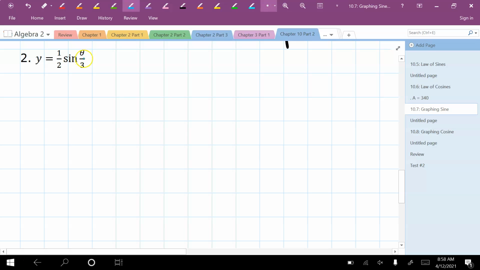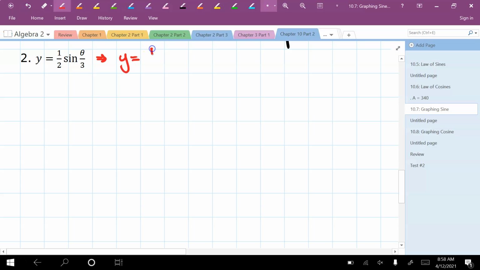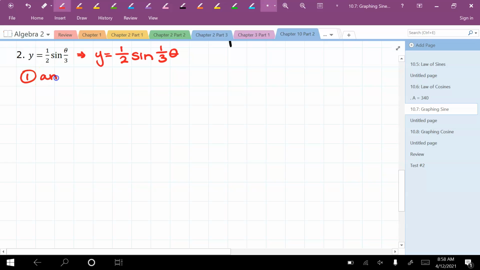Now, sine of theta over 3, if that's confusing to you, you can think of it like this: y equals 1/2 times the sine of 1/3 theta. Or you can replace theta with x, because it's just talking about the angle. All right, so let's do those couple of things again. Step 1 was our amplitude, so that's the absolute value of A. That's going to be the absolute value of 1/2, which is just 1/2.